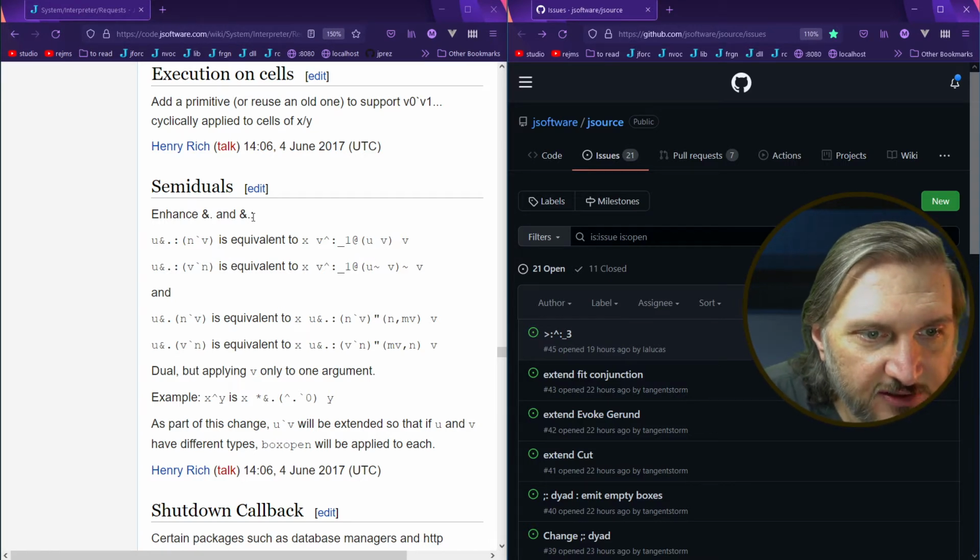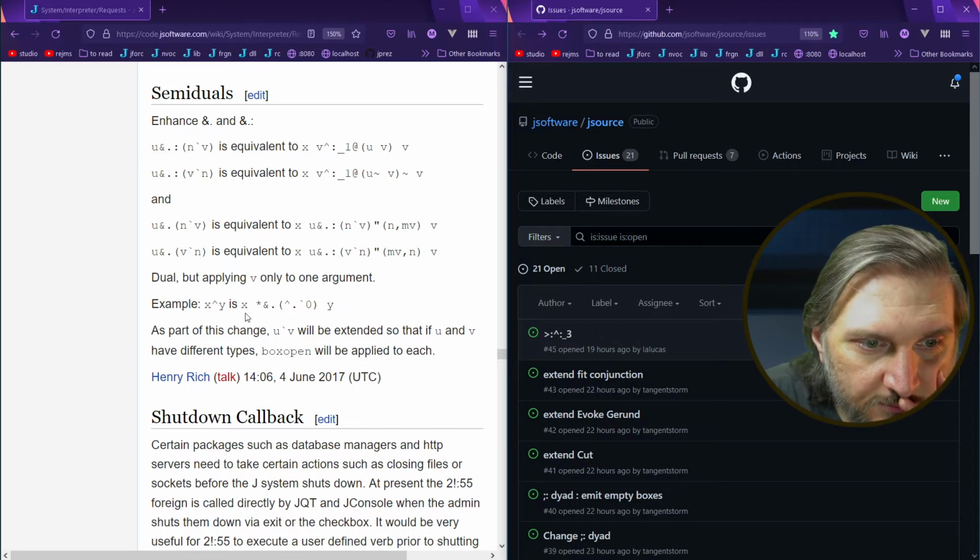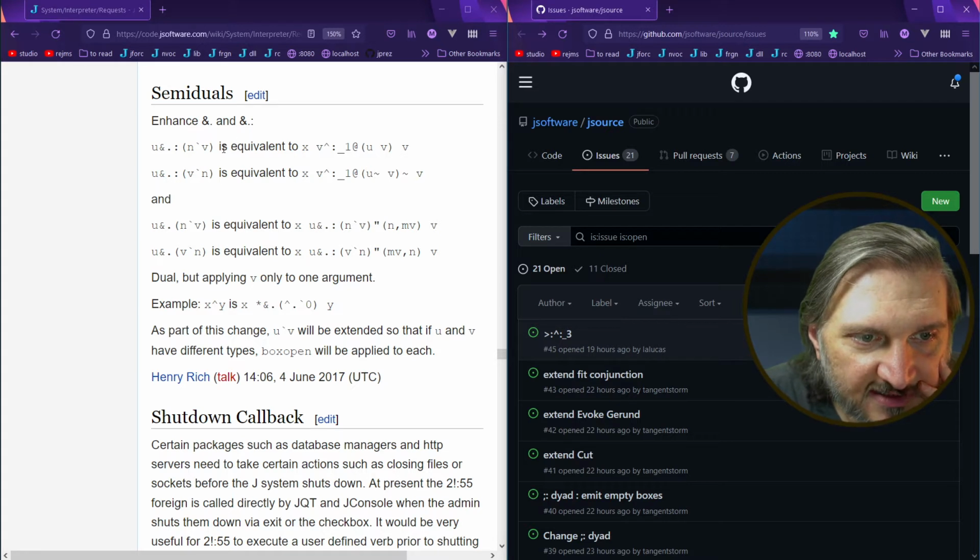All right, so this is under and under with a different rank. So they're talking about, so this is from Henry again. I think this is the proposal. This says it is equivalent, but I think that they're saying that they want it to be equivalent.